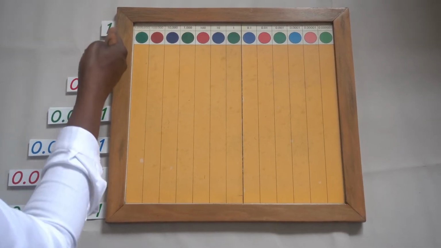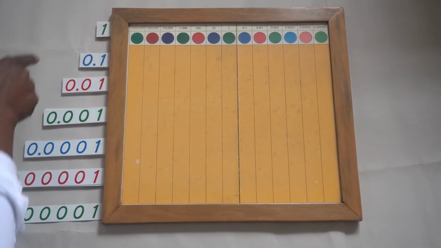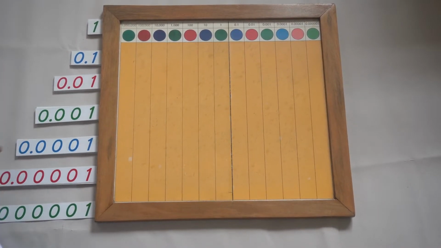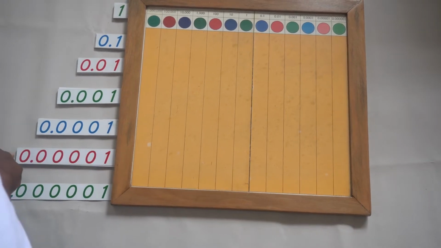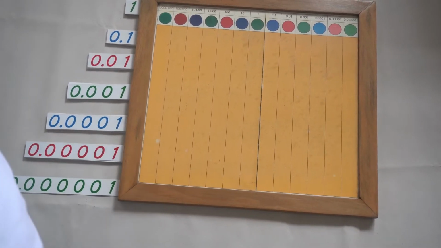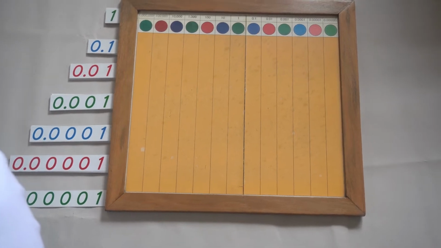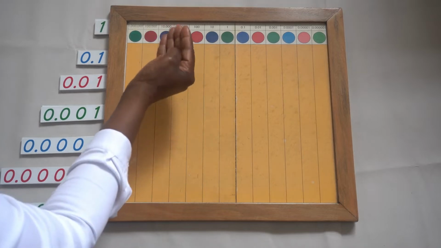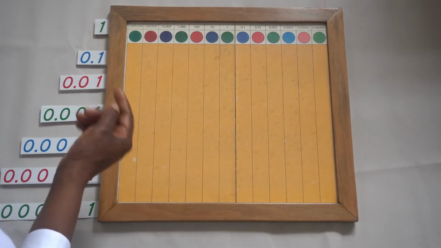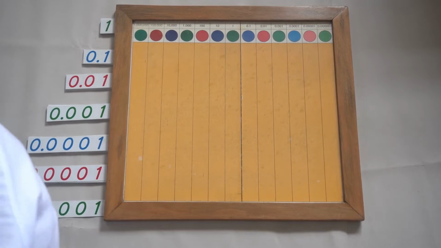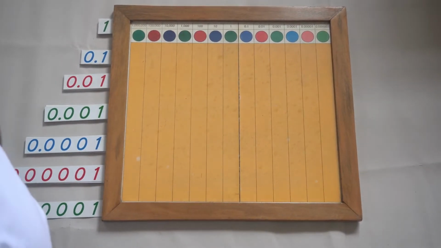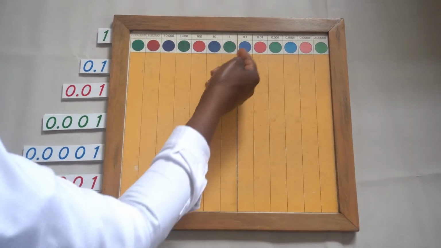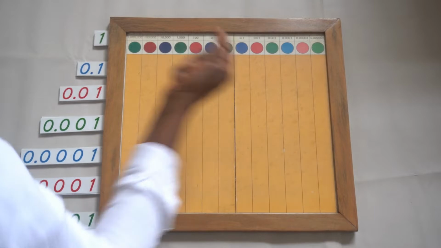We can see our cards here. This is the units category. This is the tenths, the hundredths, the thousandths, the ten thousandths, the hundred thousandths, and the millionths categories. Just like in the tens or hundreds or thousands, we can have more than one quantity. We can have several units. In the same way, we can have more than 1 tenth.